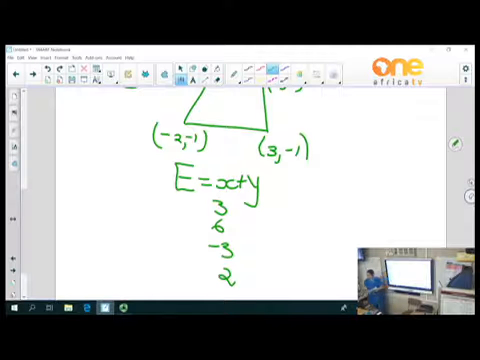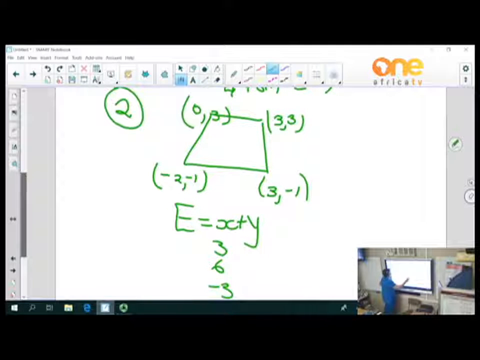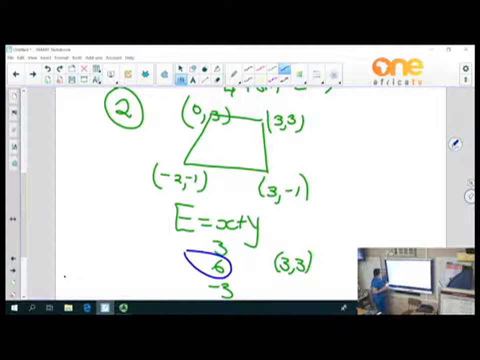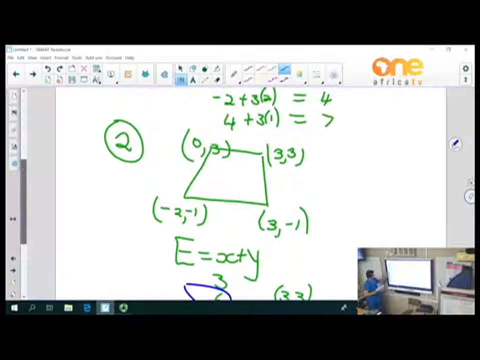So which point is giving you the greatest value? Which of these are the biggest? So that is the point 3, 3. This one is giving you the greatest value. And which one is giving us the least value?